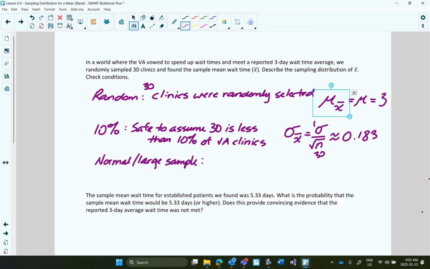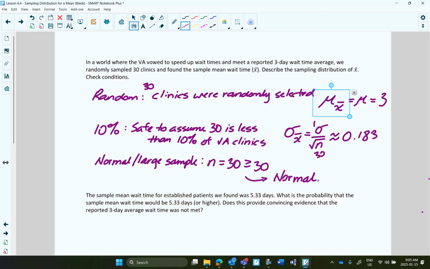And finally, to say that it's normal, well, we're not told the original is normal. In fact, when we were shown it, it seemed to be skewed to the right. However, the sample size of 30 is greater than or equal to 30. So the large sample condition is met. So that means it's approximately normal, which means we can go ahead and sketch a normal curve. We can label the mean and the standard deviations, and then we can figure out where 5.33 is.